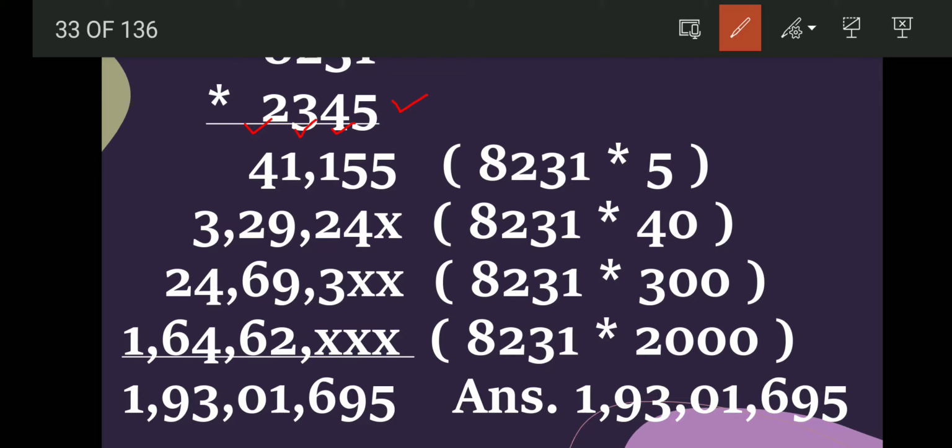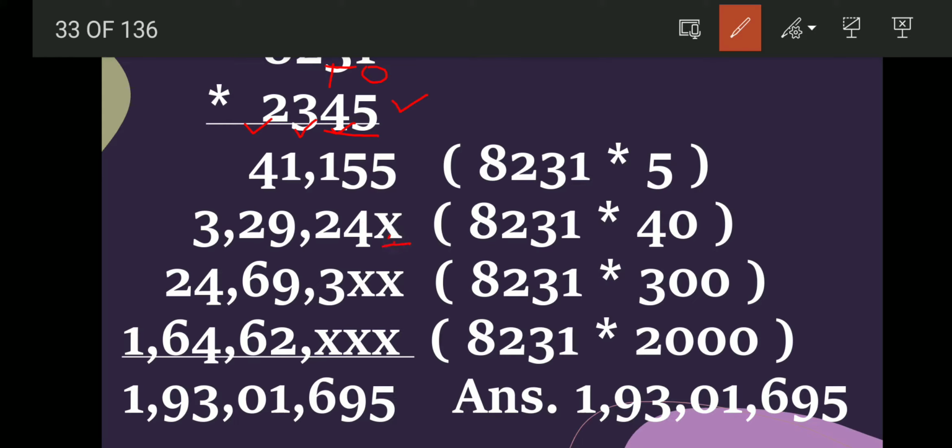So 5 multiplied by 8231, that will be 41155. Now 8231, the given number, multiplied by 4. It is not 4 now, it is 40. Why? Because 4 is at 10's place. 5 was at 1's place, 4 is at 10's place. So that is 8231 into 40. In place of 0, we put a cross. Please do not write 0, put a cross. 1 cross because it is 10's place.